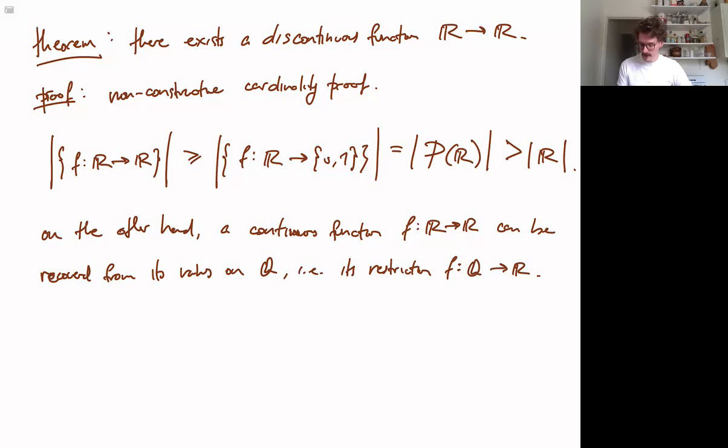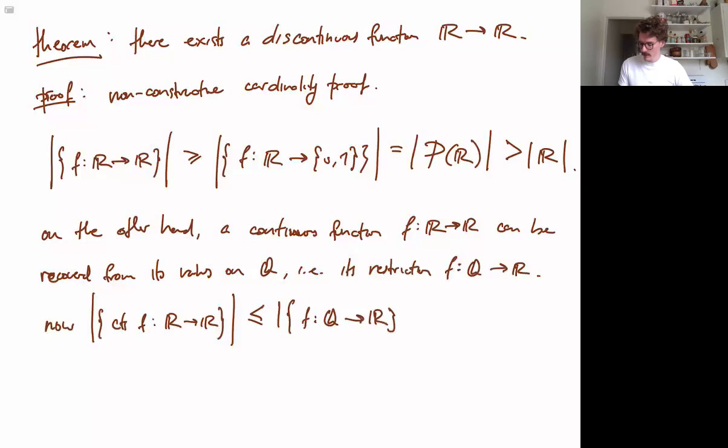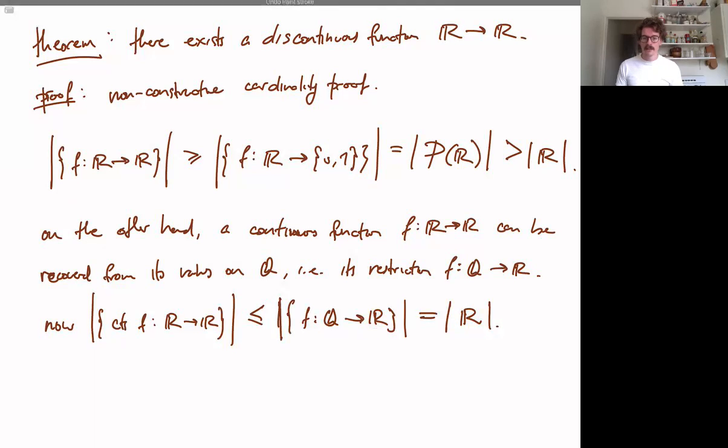And what this tells us is that the set of continuous functions is at most as big as the set of functions from the rational numbers to the real numbers. And it takes a little bit of work, but you can show that this actually is equal to the cardinality of the real numbers. Basically, because the rational numbers are countable, they are not big enough to expand the size of the real numbers by taking functions like this.